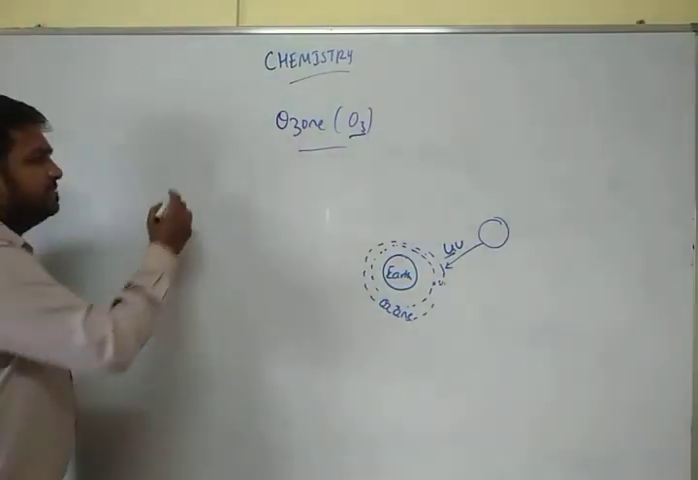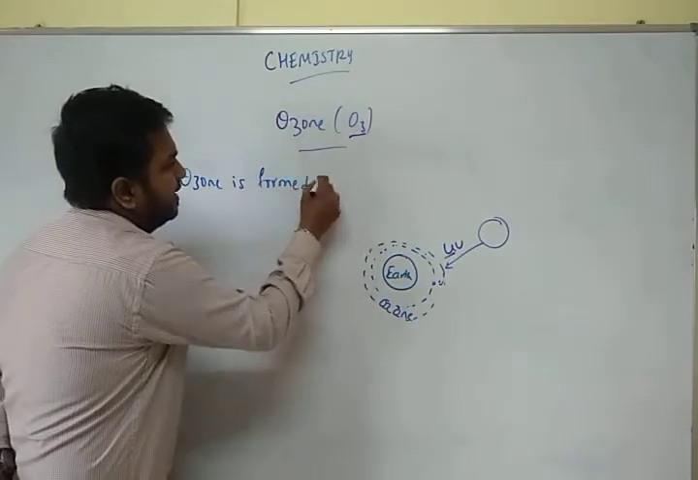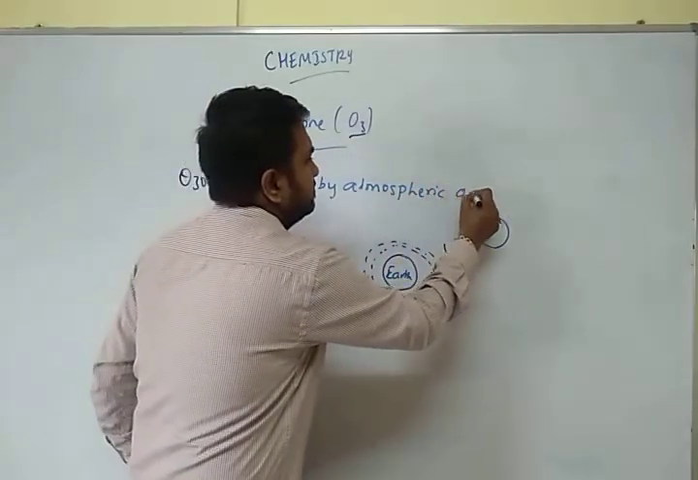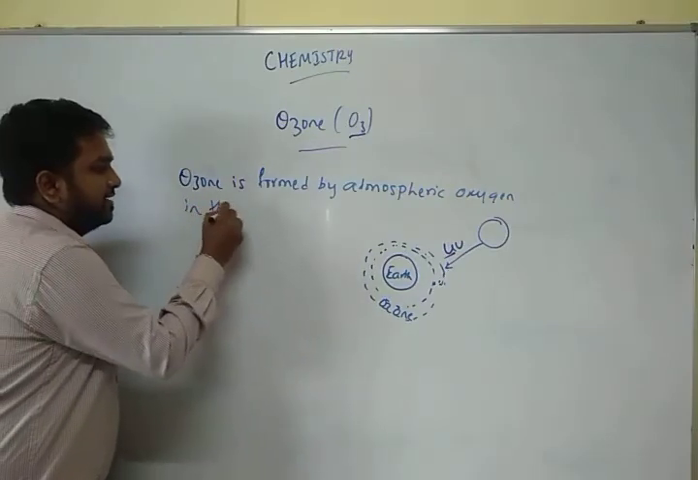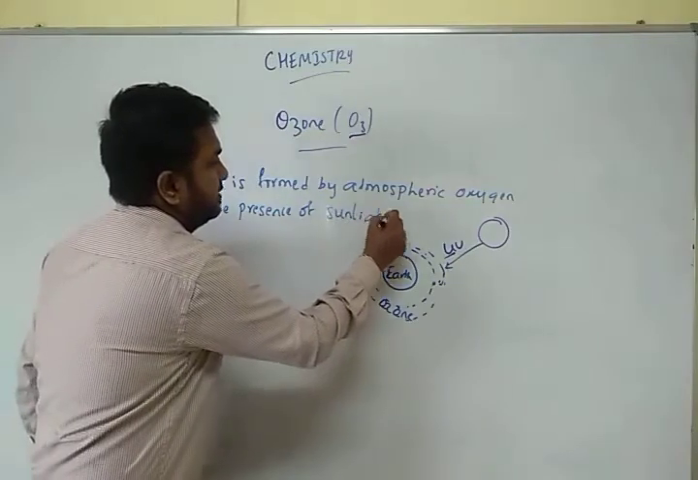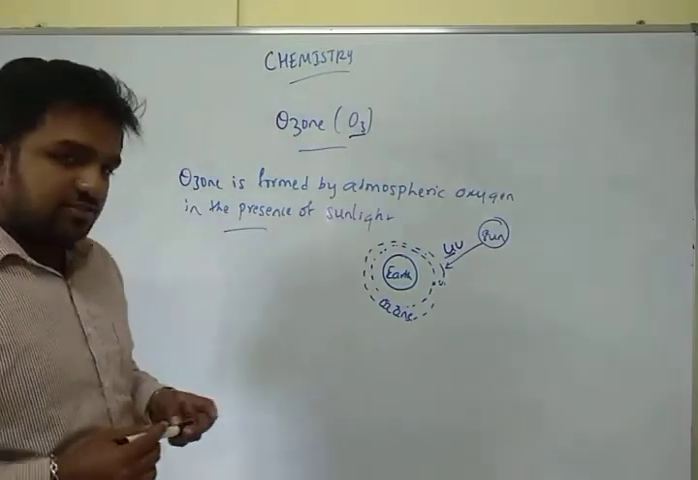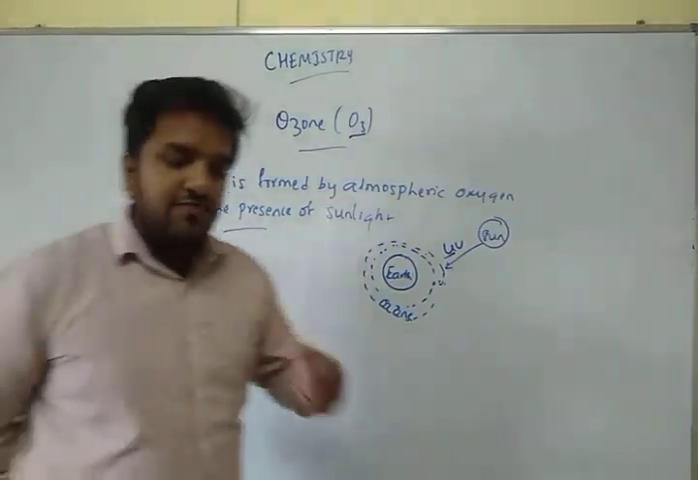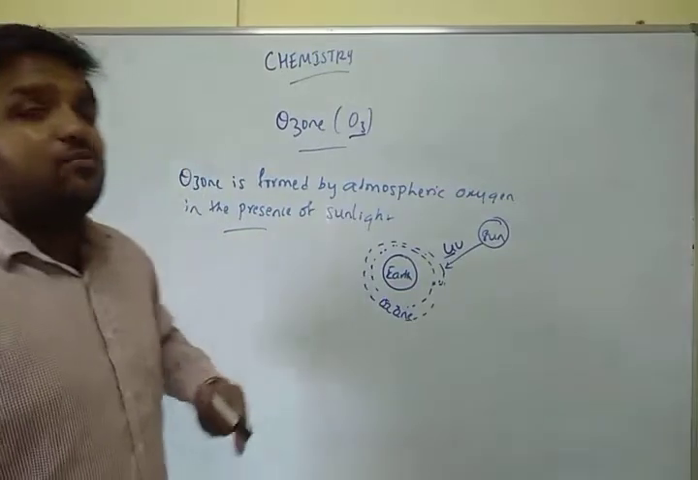Ozone is formed by the atmospheric oxygen in the presence of sunlight. Clear? So this is the sun. So this is how the ozone is formed. The ozone layer is formed from the atmospheric oxygen in the presence of the sunlight. Clear? So how can we prepare ozone?